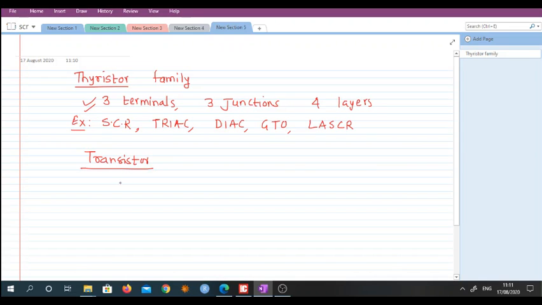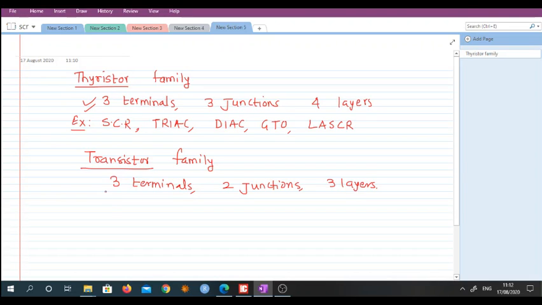What is a transistor? Transistor is also a family, but in this family we have three terminals, that is base, emitter and collector. Then we have two junctions and three layers. So a transistor is a three terminal, two junction, three layer device, whereas a thyristor is a three terminal, three junction, four layer device.